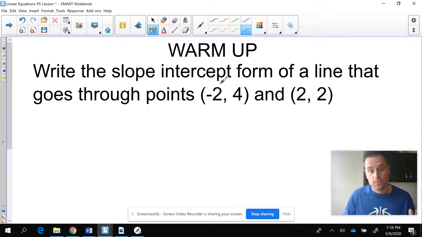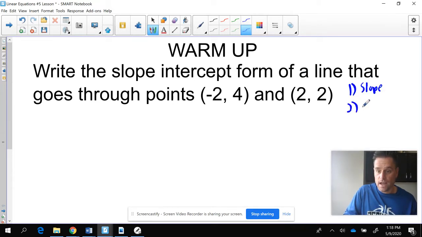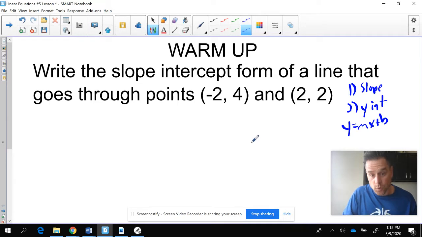We've done this before. Hopefully you guys remember. And hopefully you know that to find slope-intercept form, you need two things. You need slope and you need the y-intercept. And if you find those two things, then you can easily form the equation, which I'm going to put here, y equals mx plus b. The question is, how do you do it from 2 points?